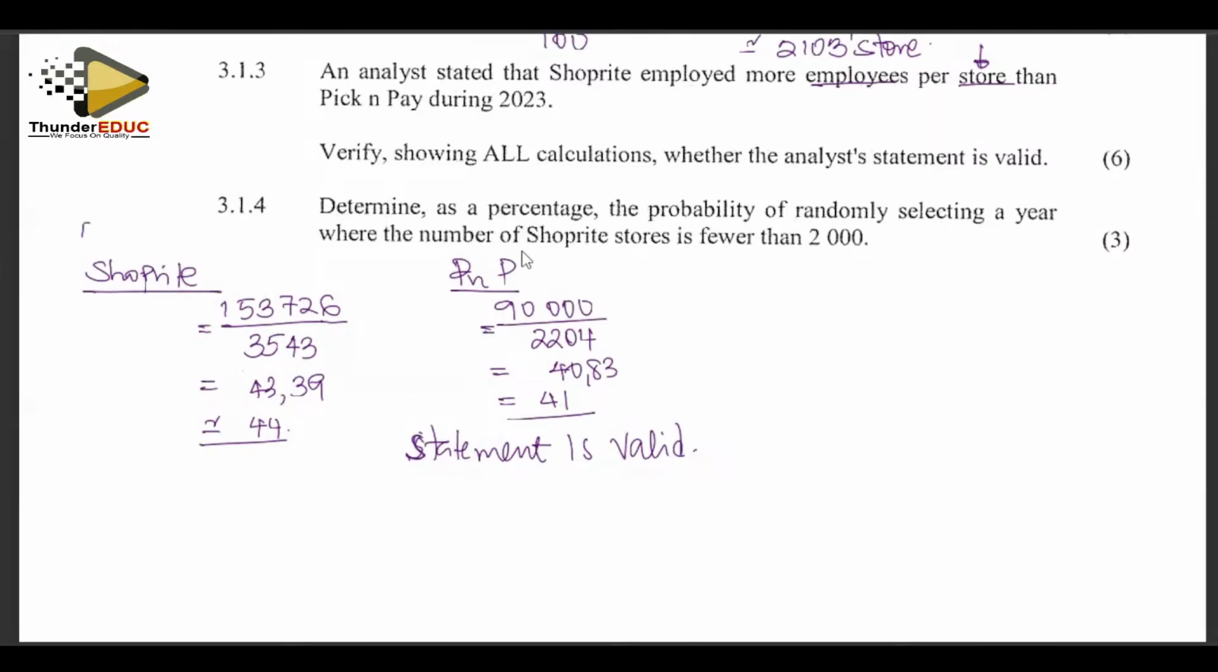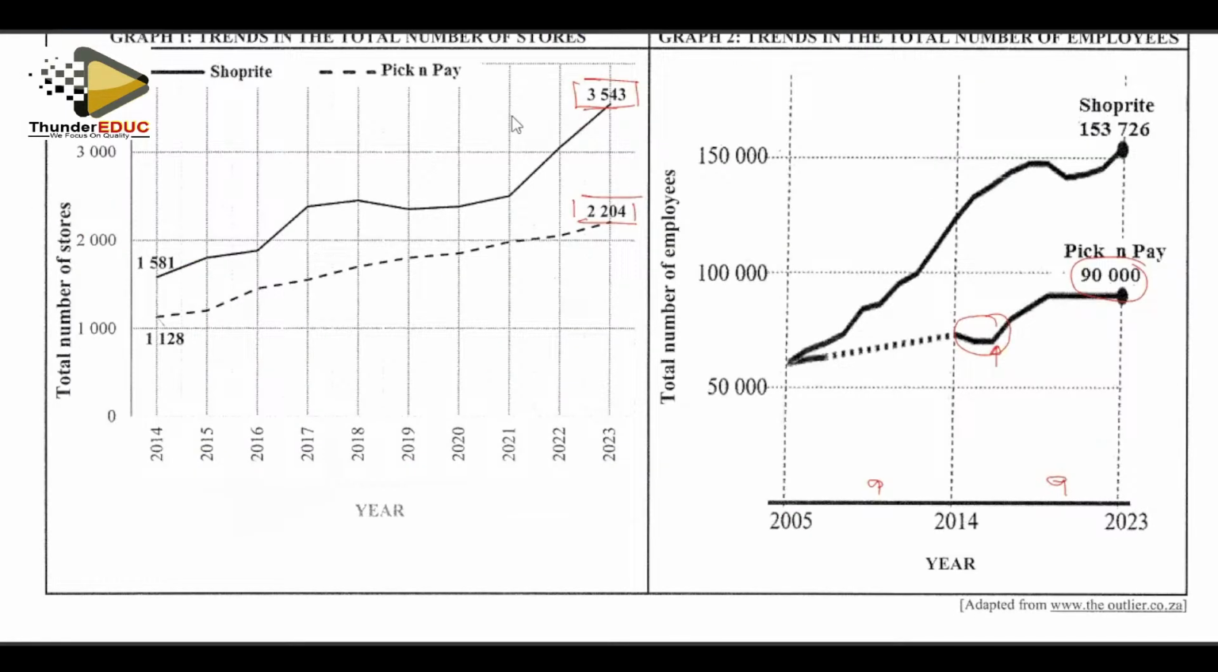This was 3.1.3. Determine as a percentage the probability of randomly selecting a year where the number of ShopRite stores is fewer than or smaller than 2,000. Come here. 2,000 is here. Where is the line below? So we have this year here, 1, this year here, 2, this year there, 3. These numbers are below 2,000.